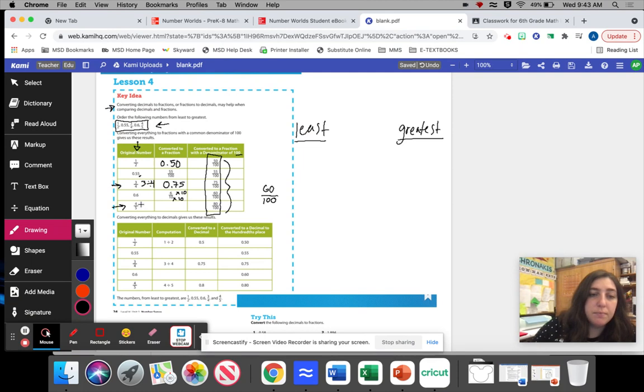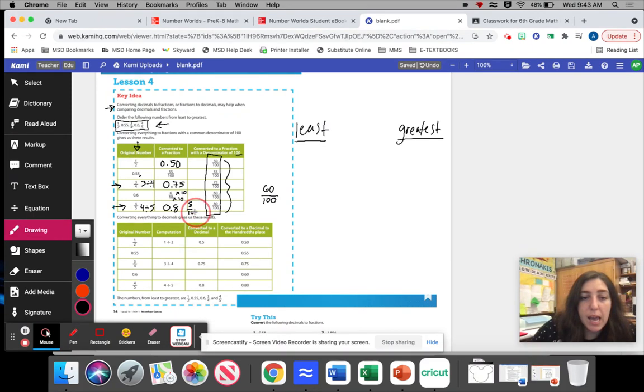All right, last one. 4 divided by 5. In your calculator, you're going to get 0.8. It might give you 0.8. It might give you 0.80. If it gives you 0.8, remember that 8 is in the tenths spot, which means 8 tenths.